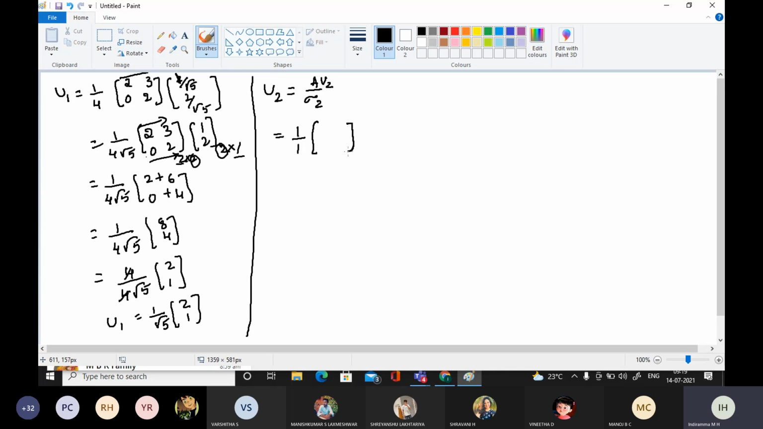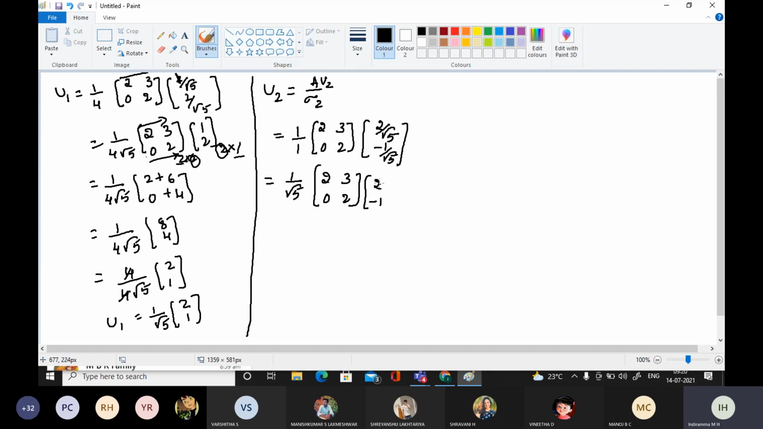Next A. So what is A? (2 3; 0 2). What is V2? 2 by root 5, minus 1 by root 5. To make the multiplication easy, take 1 by root 5 common from the first column of the second matrix. Now what are we left with? Here, what are we left with?